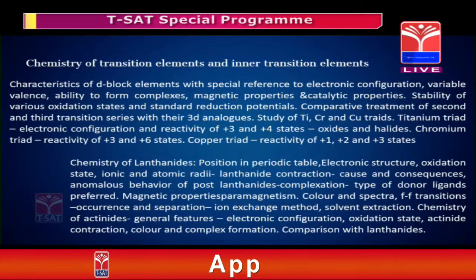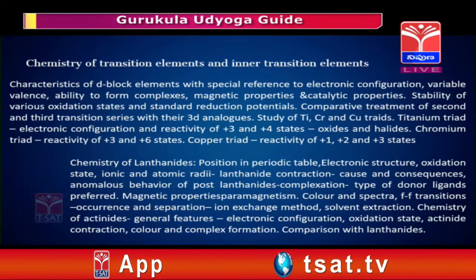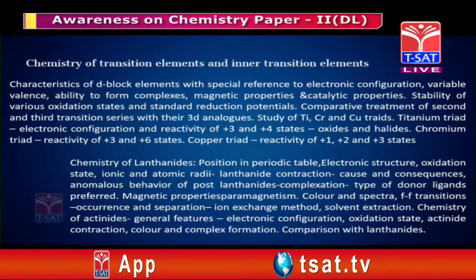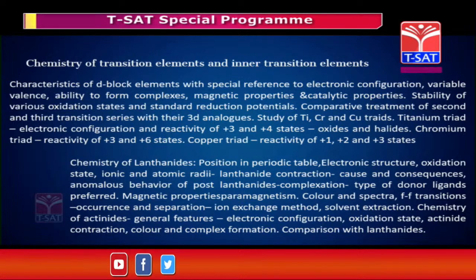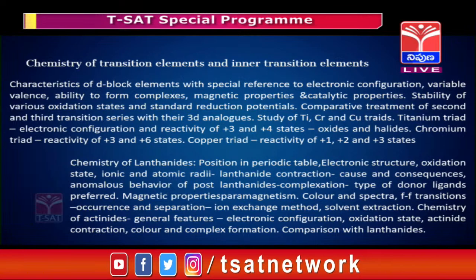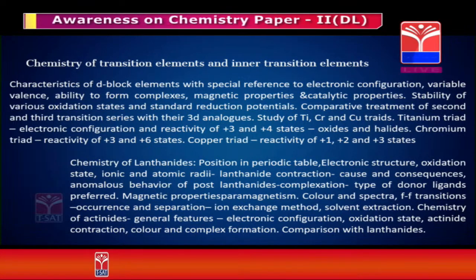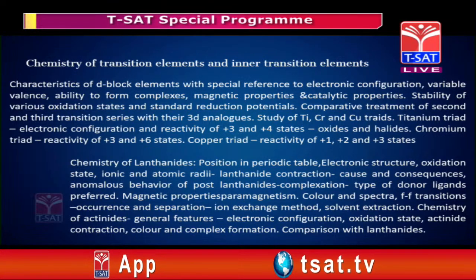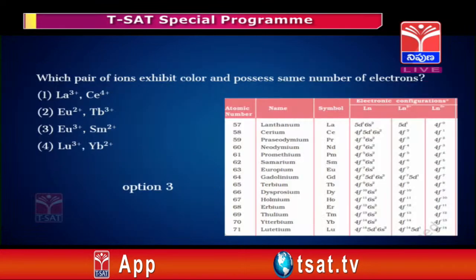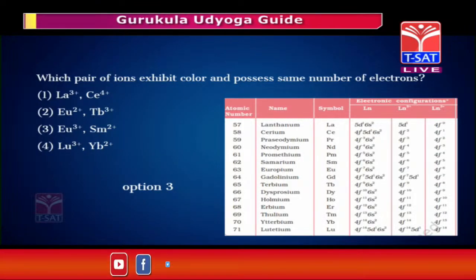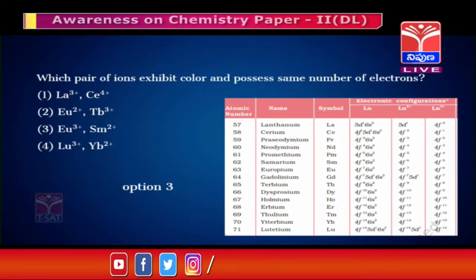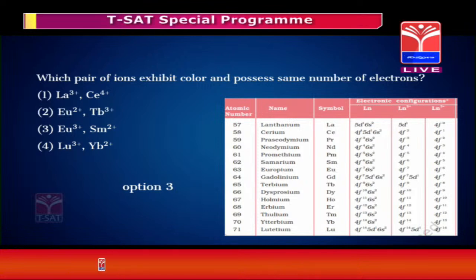Then chemistry of transition elements and inner transition elements. There is much syllabus to look into, but usually we will get one question each from transition elements and inner transition elements, and that too mainly on the electronic configuration, their oxidation states, color. Regarding that only, usually we come across the question. For example, if you see here: which pair of ions exhibit color and possess the same number of electrons? We have to observe very carefully.